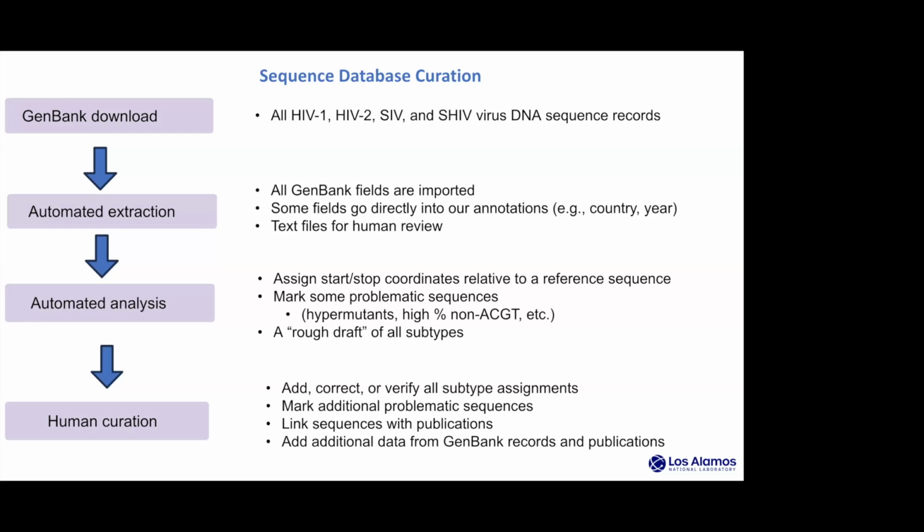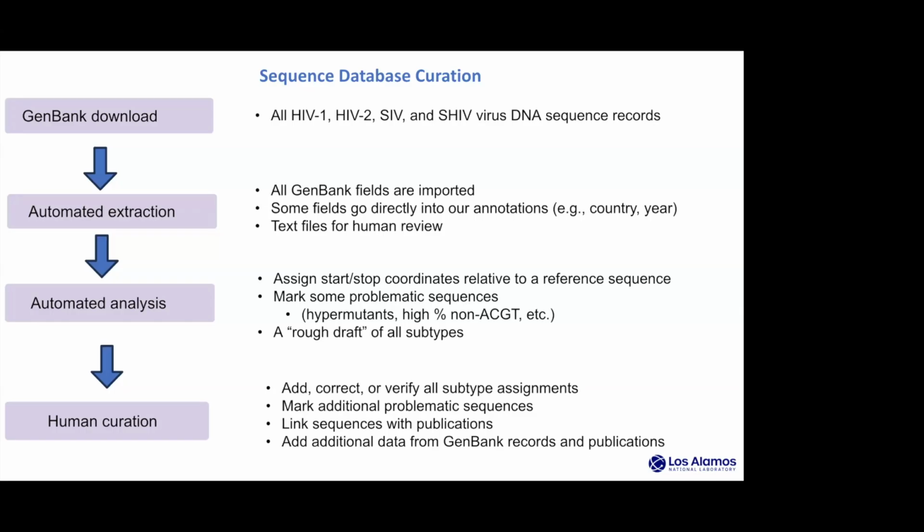And that is a big part of the value added that we give to these sequences relative to just a user getting them from GenBank. We mark some problematic sequences that are then easy to exclude from further analysis. Poor quality sequences have a high content of non-ACGT characters, so it's fairly easy for a script to rule those out. We also have a tool that produces a rough draft of all HIV-1 sequence subtypes.